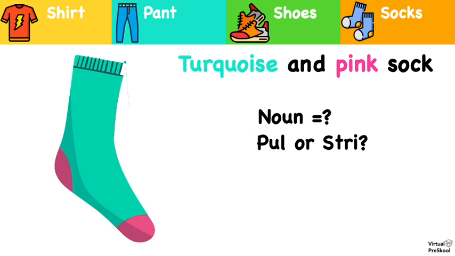How do we say turquoise and pink sock? What's the noun? Sock. How do we say that in Hindi? Moza. Is it pull or stri? Pull. So put the sentence together.